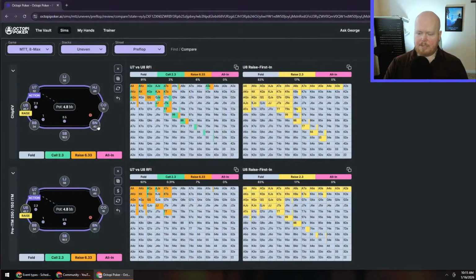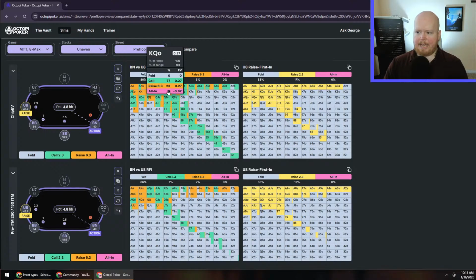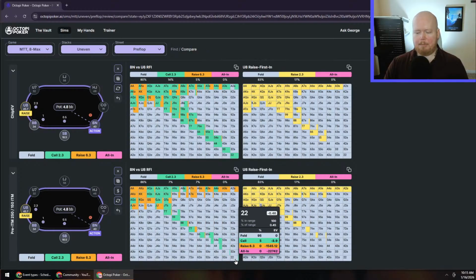And as we can see, if we compare ChipEV to the ICM spot, they are slightly tighter, but they're not egregiously tight, right? They actually are playing 7% 3-bets instead of 5, so they are playing slightly more 3-bets, and they're just not flatting quite as much. There are quite a few hands that are a bit more marginal. You've got some of these pocket pairs being a bit more marginal here, and you've got some of these suited aces as well, starting to be more of a 3-bet or fold type of candidate.